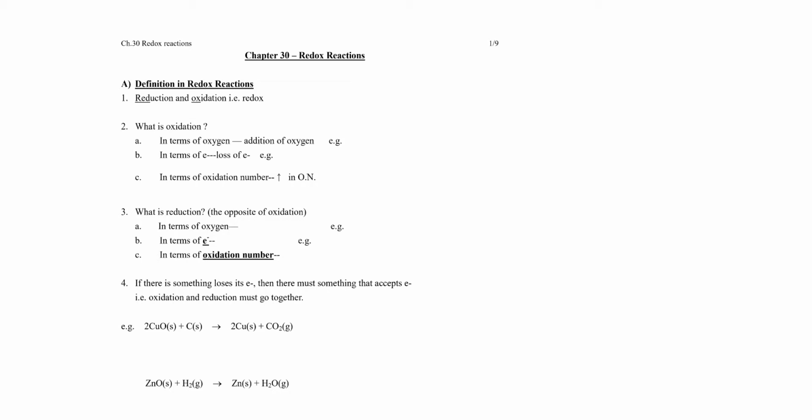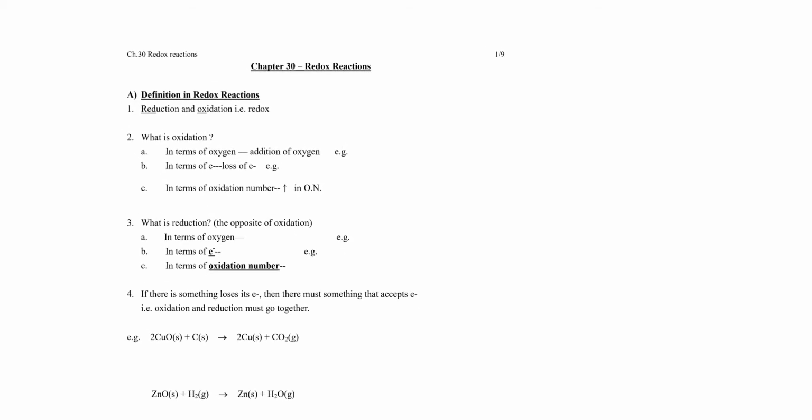From the name, we know that redox comes from reduction and oxidation. RED stands for reduction and OX stands for oxidation, combining to give redox its name. So that's why in a reaction there must be reduction and oxidation occurring together in order to give redox. So let's talk about what is oxidation.